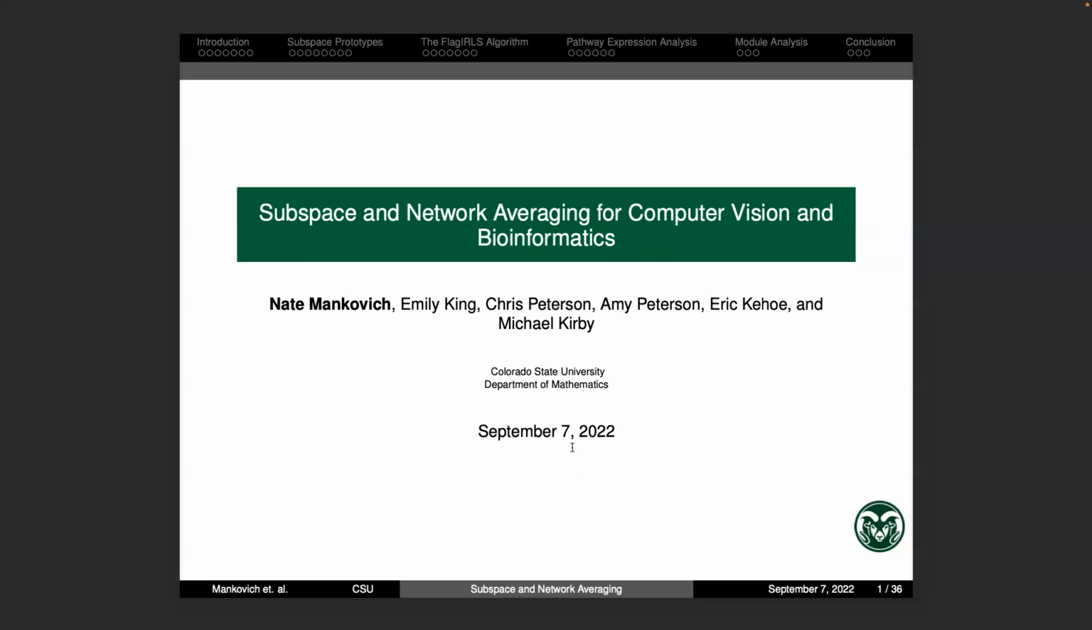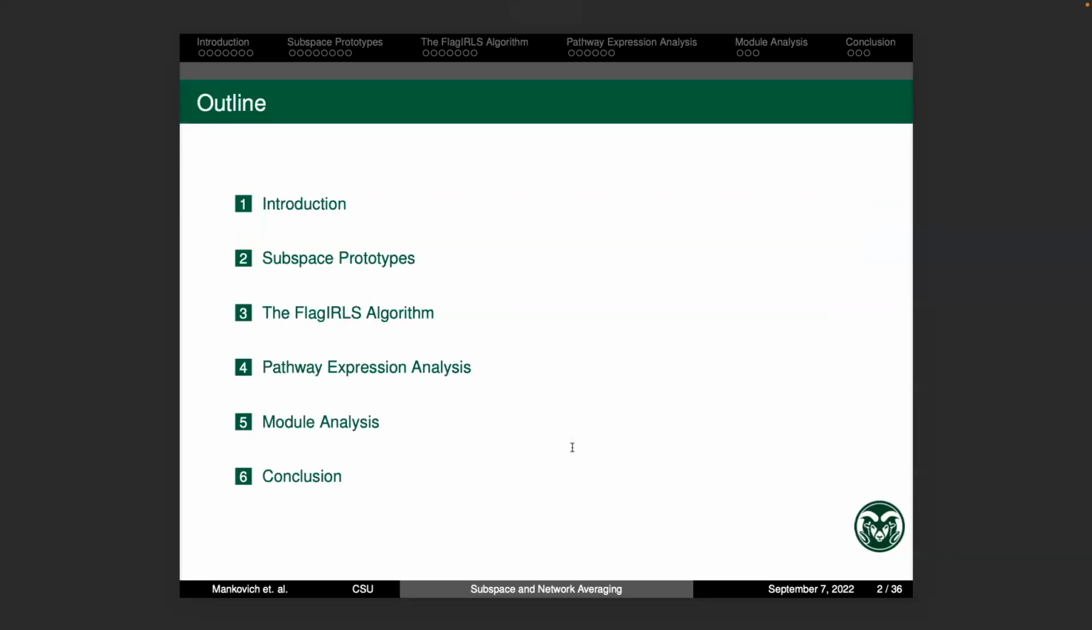Okay, so without further ado, this is the outline. I'll give you a short introduction to these sort of calculating averages. And then we're going to talk about subspace prototypes, which are sort of averages of collections of subspaces. Then we're going to talk about this flag IRLS algorithm, which is an algorithm to calculate certain subspace prototypes. Then we'll talk about pathway expression analysis, which is sort of calculating prototypes of gene expression data.